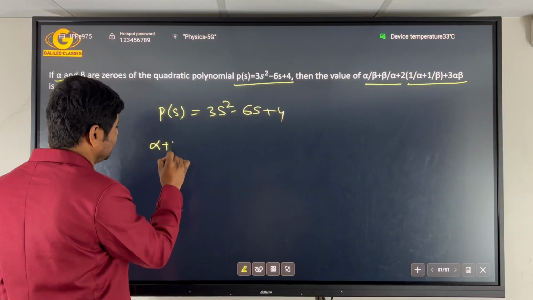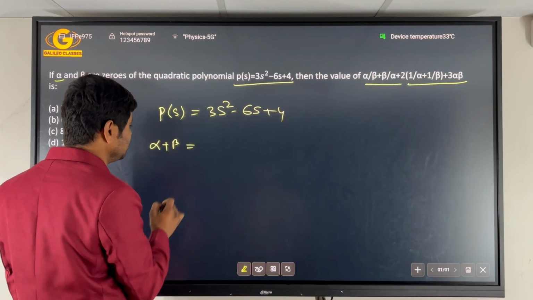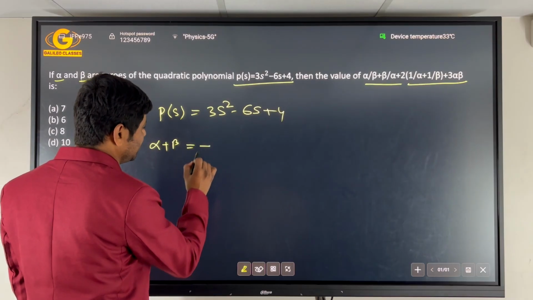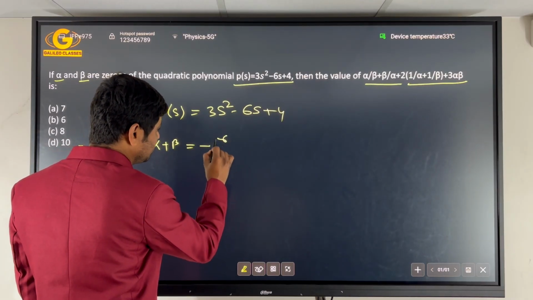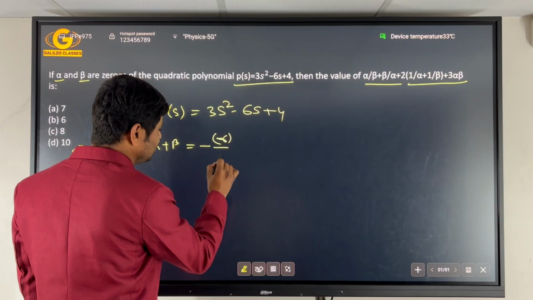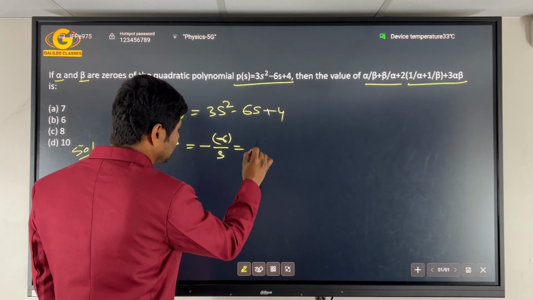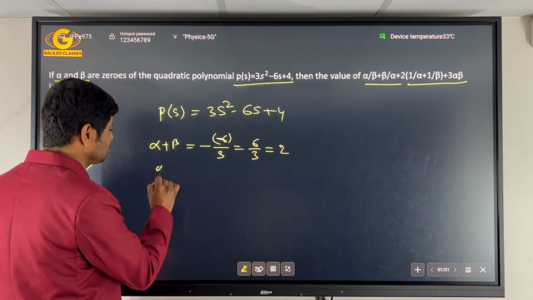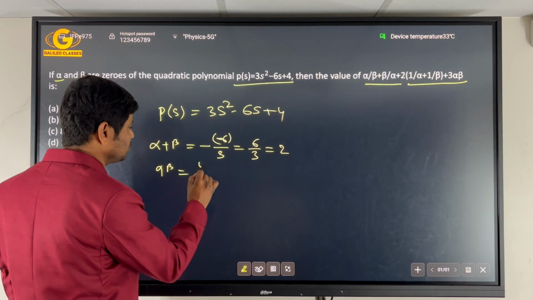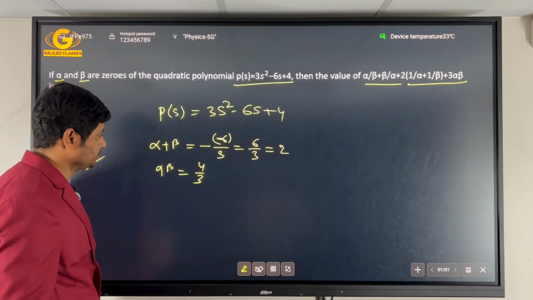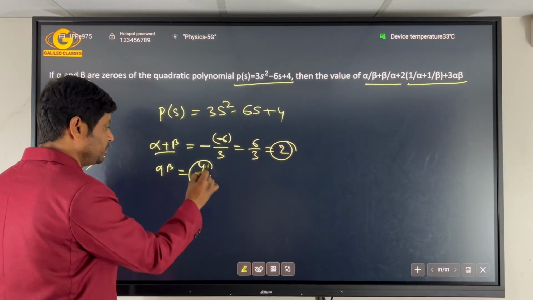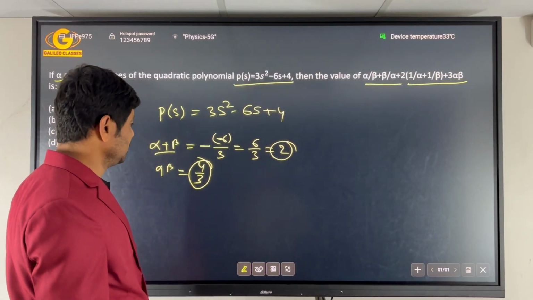and the relation of the roots with the coefficients: alpha plus beta is equal to minus coefficient of s by coefficient of s square, is equal to 6 by 3, is equal to 2, and the product of the roots is equal to 4 by 3. Alpha plus beta is equal to 2 and alpha into beta is equal to 4 by 3.